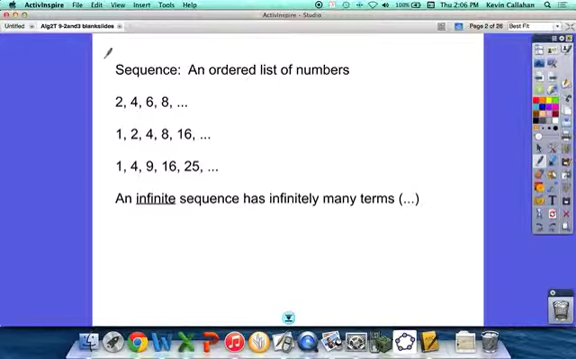So an infinite sequence has infinitely many terms in it, and you see it because it has the dot, dot, dot at the end. Right? That means that it's going to go on forever. If there's a pattern, and there's not necessarily a pattern, that just means that pattern goes on forever.